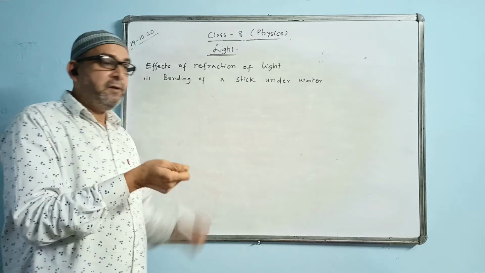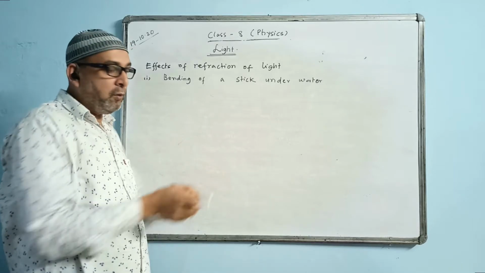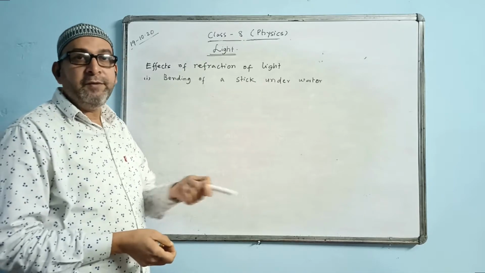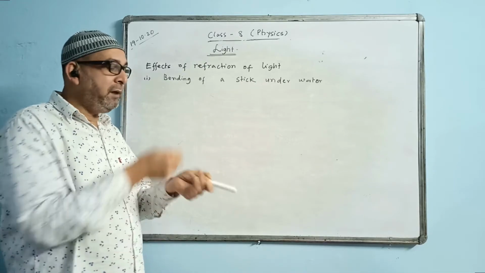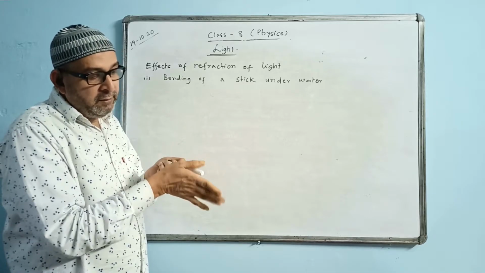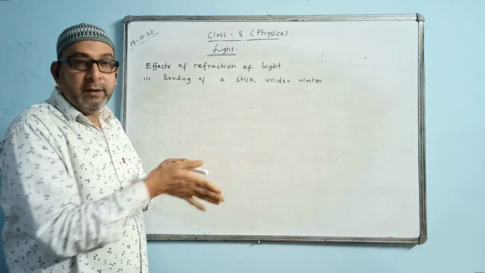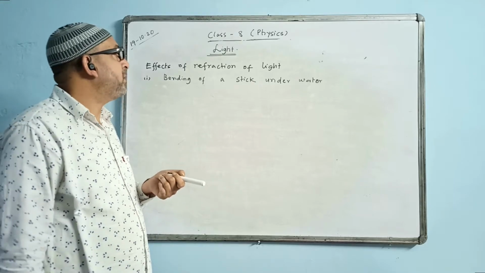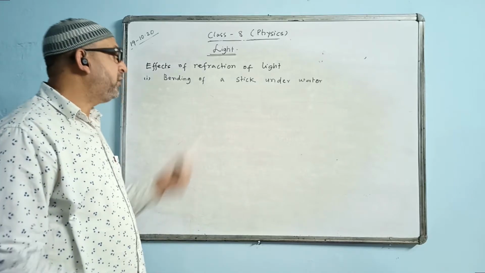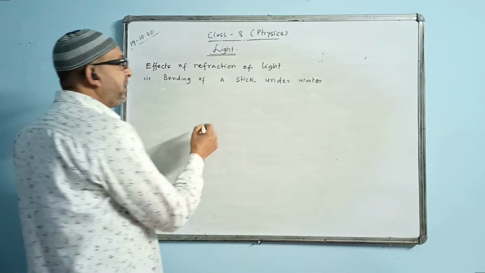We'll have a stick which is immersed in water obliquely like this, in a slanting way, not exactly like this. When you immerse a stick obliquely in water, you will find the entire stick, the portion in the water, will appear bent. So, what is the cause behind? Say the cause is refraction of light. We'll draw a diagram and show the bending of a stick underwater.